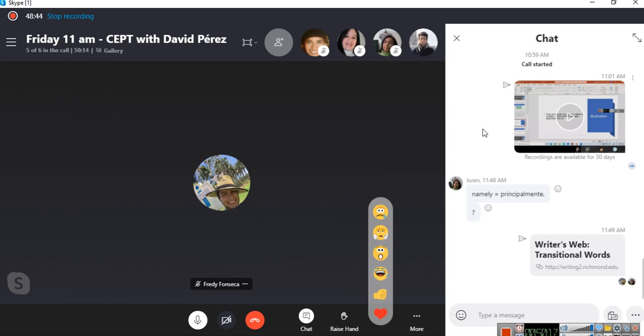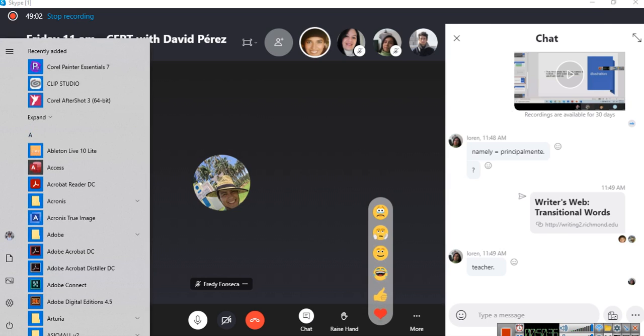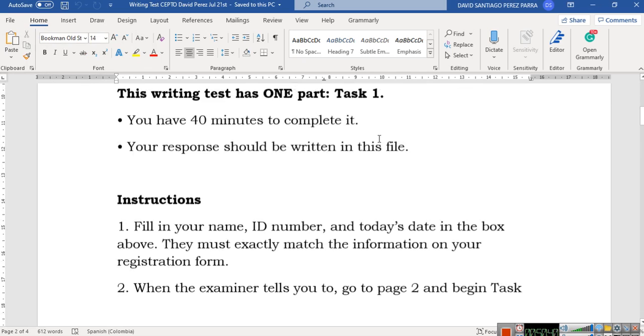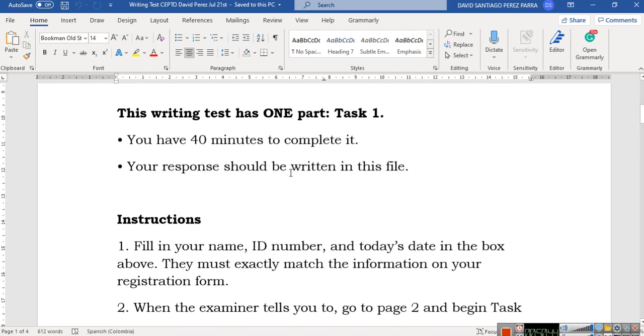Now is the time for the questions if you have any. Teacher, how much time is given to us when we do the CEPTO writing? 40 minutes. This is the exercise, and you get 40 minutes to talk about one question.